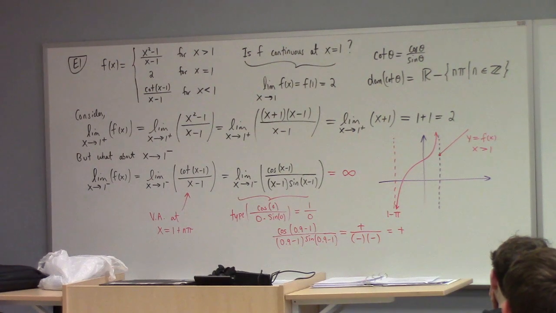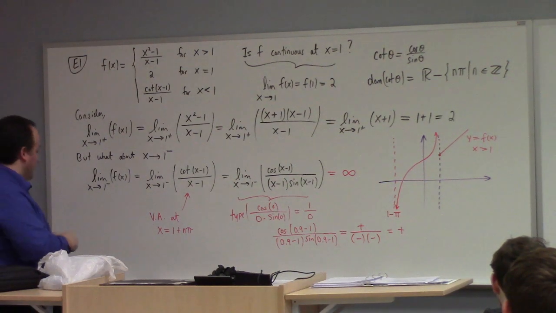But that's not a continuous function at 1. So the answer is no. It is not continuous, even though it's starting to look kind of good at the start of this. The 2 matched up, yay, half of it. But half is not the whole.